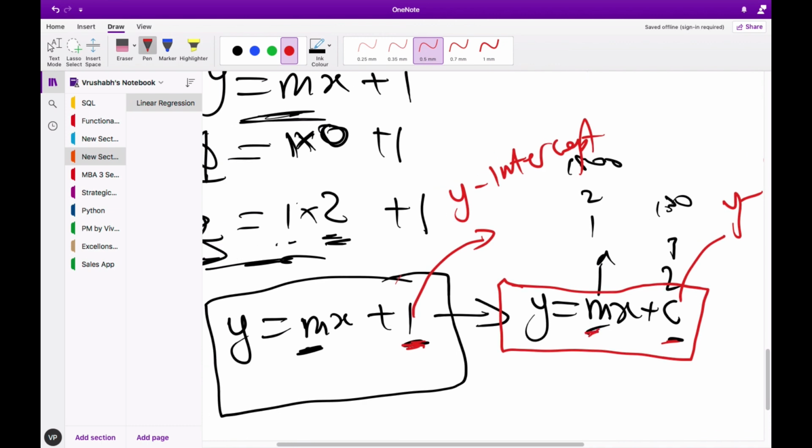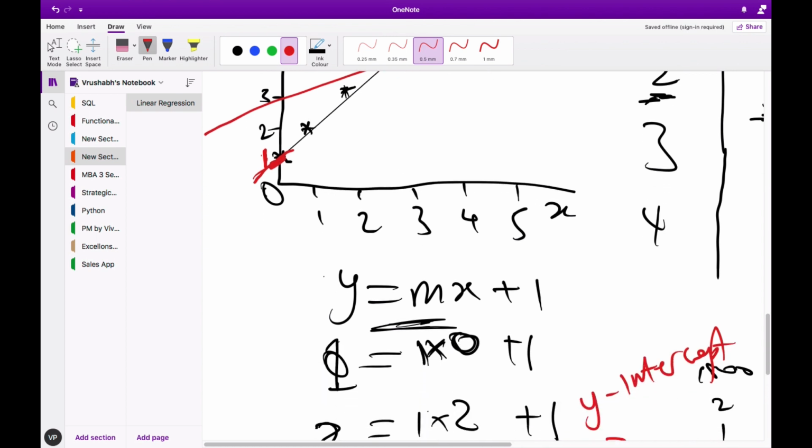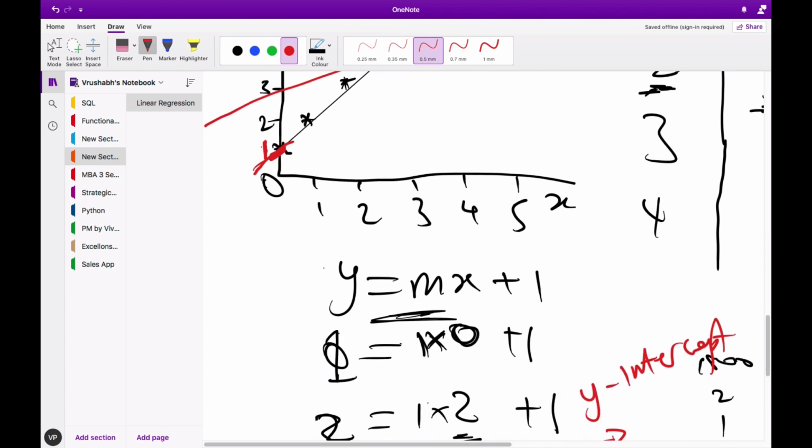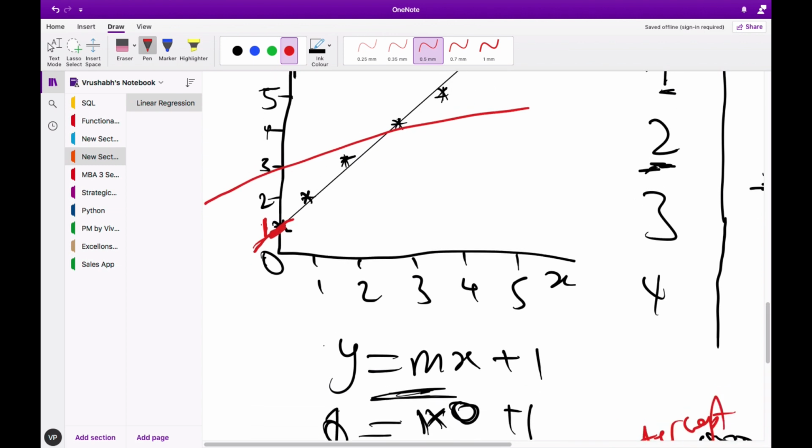M over there, right? Let's go up. The M over there is representing the change in X with respect to the change in Y. So for instance, in this case, if X changes from 1 to 2, what will be the change in Y?